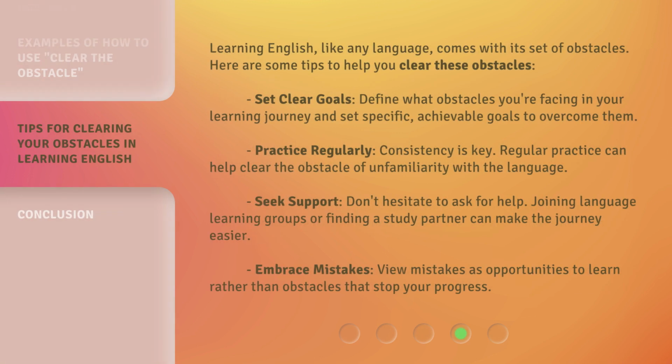Learning English, like any language, comes with its set of obstacles. Here are some tips to help you clear these obstacles. Set clear goals. Define what obstacles you're facing in your learning journey and set specific, achievable goals to overcome them. Practice regularly. Consistency is key. Regular practice can help clear the obstacle of unfamiliarity with the language.